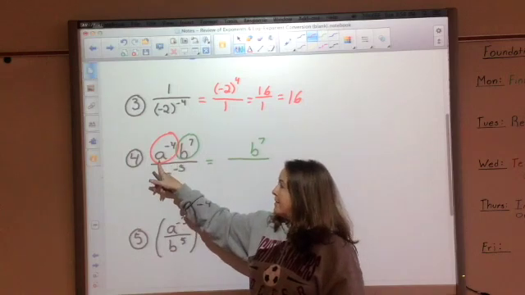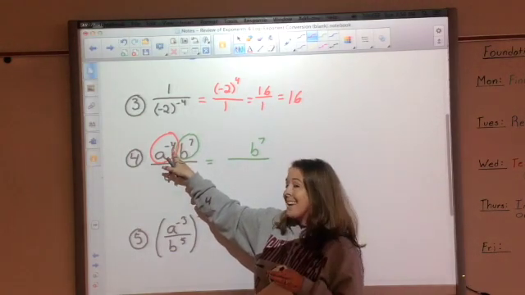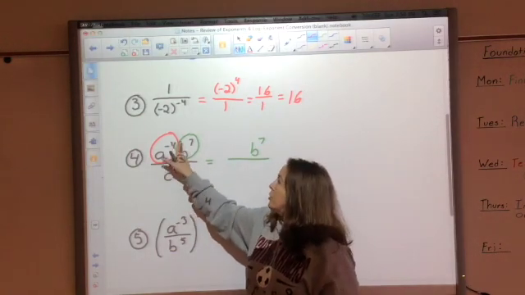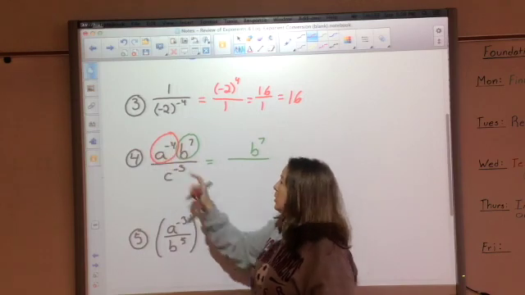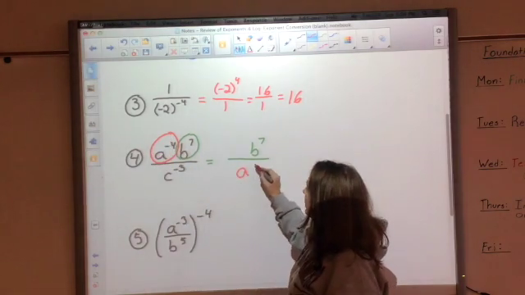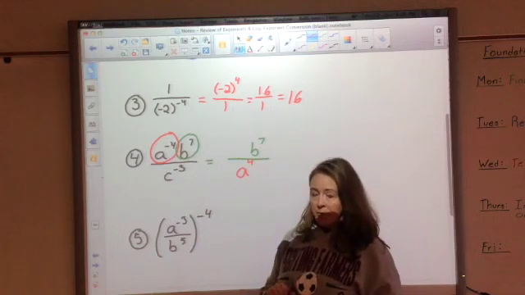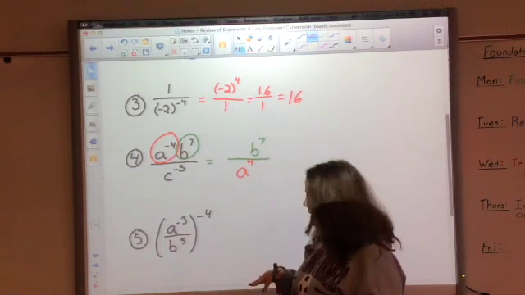So the base stays the same, the exponent stays the same, except that we lose the negative. So we're going to take this entire piece and we're going to move it to the bottom and lose the negative exponent. Exponent stays, just lose the negative.